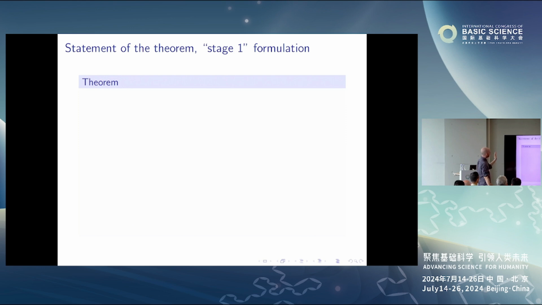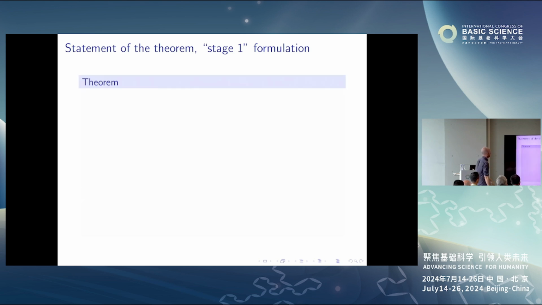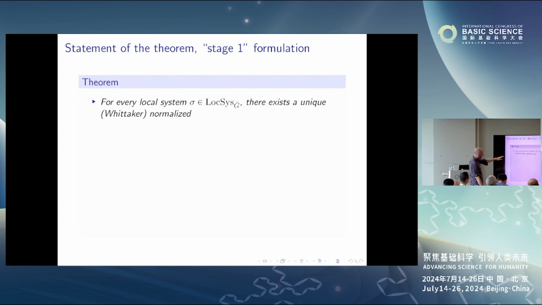But now, okay, so that was the statement of the theorem in the stage 2 formulation, the sort of functional analytic version. And now I want to say what we know about it in the stage 1 formulation, so more in categorical terms. So the first thing is that for every local system, there exists a unique, normalized like before, but now I'm supposed to put the word Whittaker in front, Hecke eigensheaf. I'll call it F sigma. And then it's going to be in this tempered category.